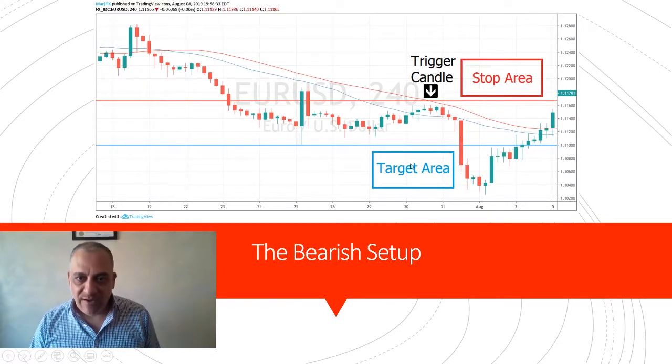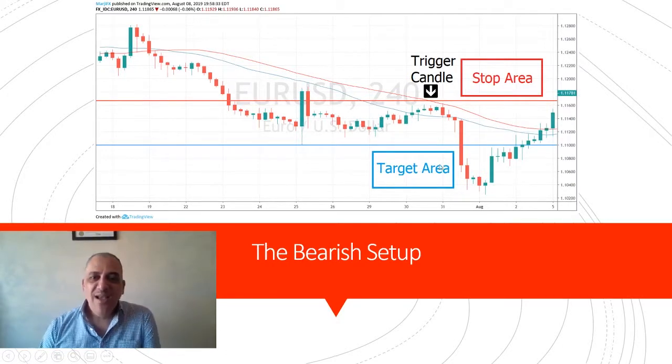This is the target area. Why is this the target area, guys? Anybody can tell me? I'm checking the comments. Who is the smart guy, or girl of course, who is going to tell me why this is our target area?